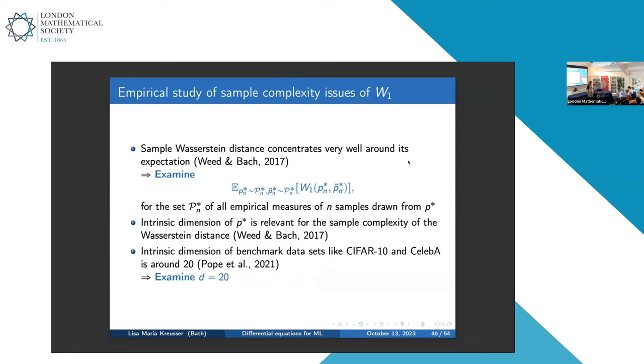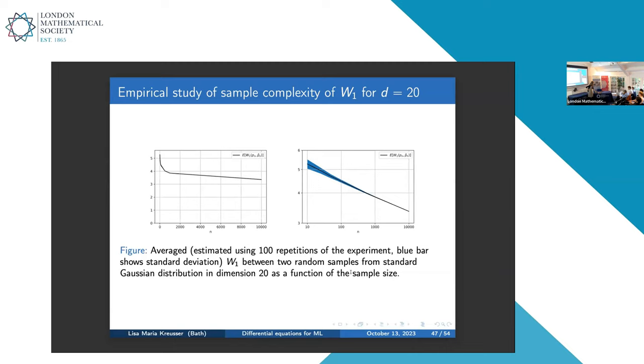And in fact, one can also study this more empirically by looking at the expected sample Wasserstein one distance, for instance, for some given images like CIFAR and C4, where we know the intrinsic dimension, since it's known that the intrinsic dimension is quite relevant in terms of sample complexity issues. And of course, we want to try to avoid those. However, it turns out that when studying this, we need a huge number of samples to actually obtain a satisfying Wasserstein one distance.